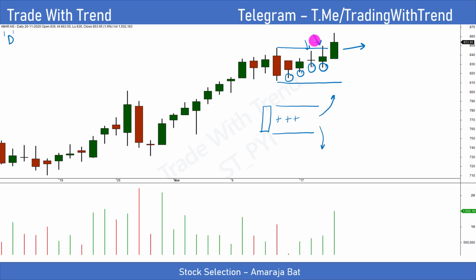There are also some long wicks here. So this is also something that you need to take care of. But if Amara Raja Battery gives a close for the week above something like 850, then it would definitely qualify for a volatility contraction breakout.